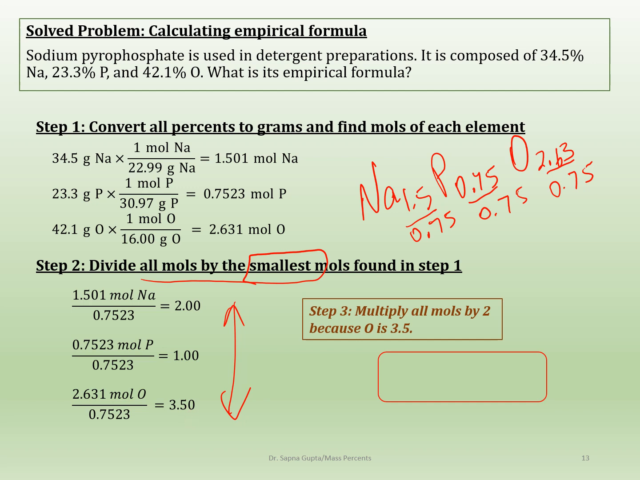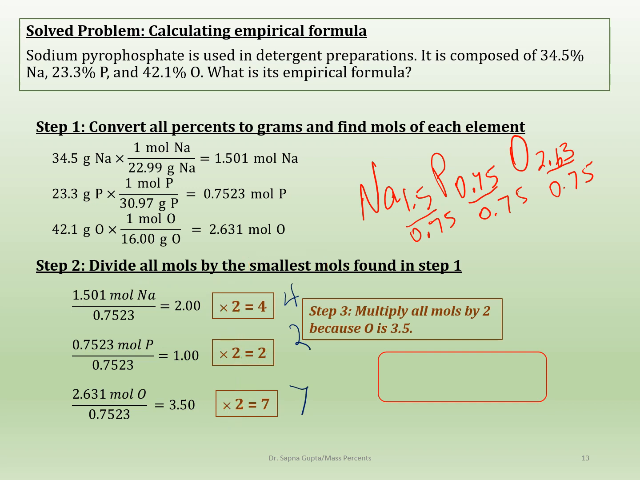So if this is coming out to be 3.5, then what you're going to do is take all of these and multiply them by 2. Everything, not just one of them. So this becomes 4, this becomes 2, this becomes 7. And then you end up getting your subscript numbers. Let me go ahead and erase this one. So right here, you multiply everything by 2. That is how you will get your final formula.